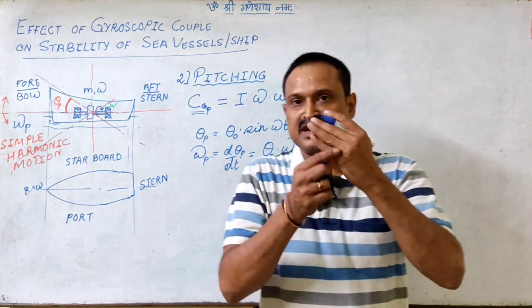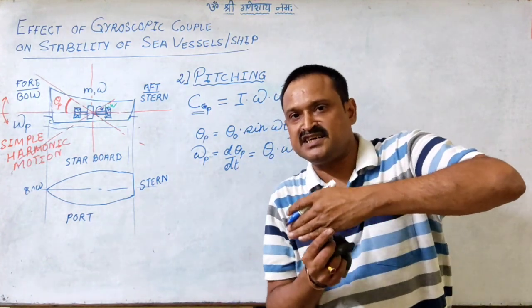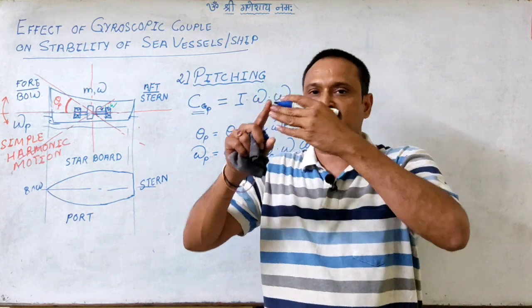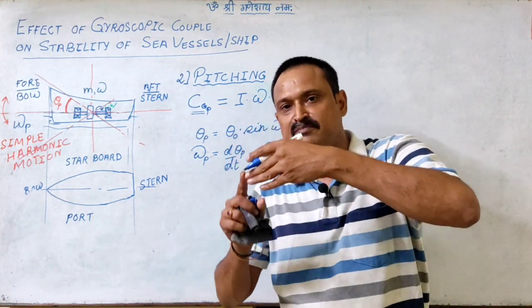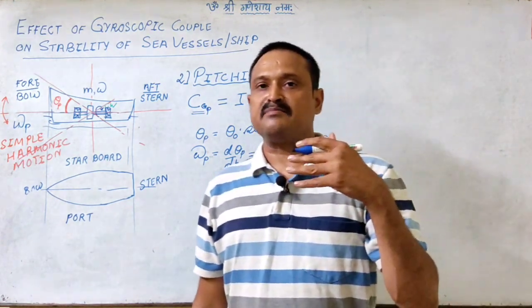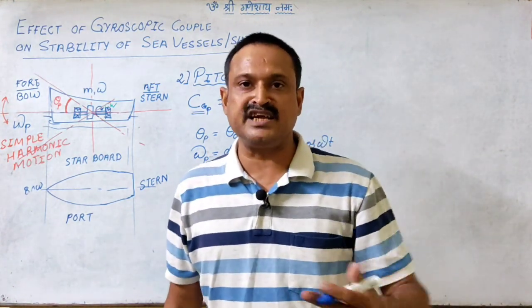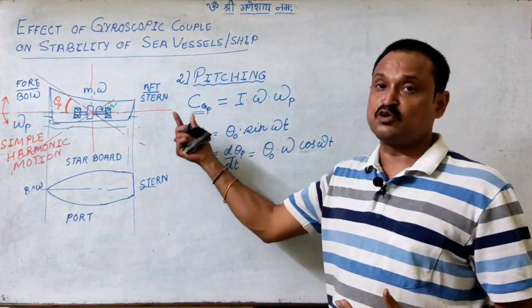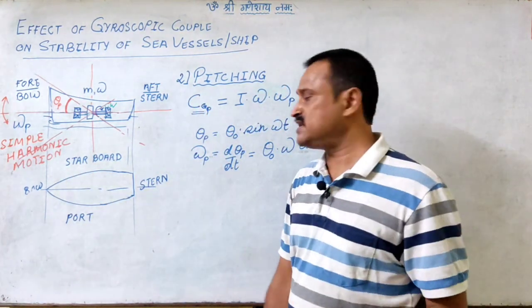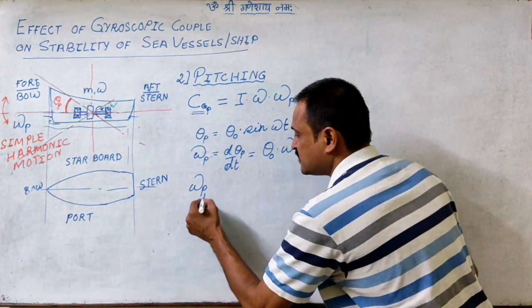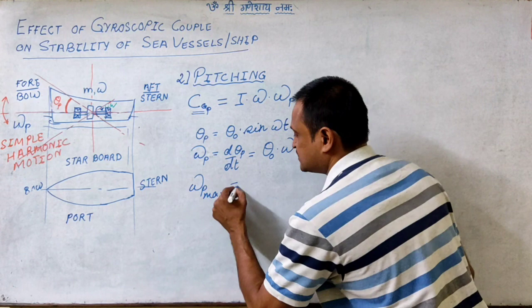Of course, it is simple harmonic motion, so the velocity is increasing, reaching the max, becoming 0, and then coming back. So gradually again omega p is increasing, reaching a max. At max omega p condition only, it is going to give me the maximum magnitude of gyroscopic couple. So what I need to find out is omega p max.